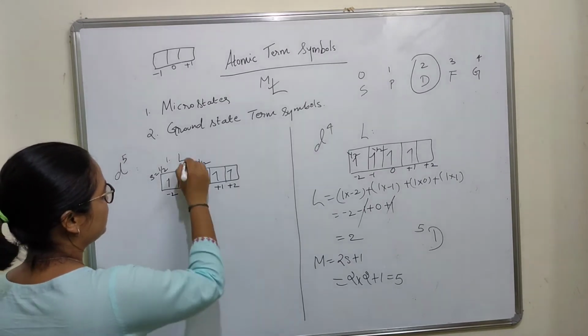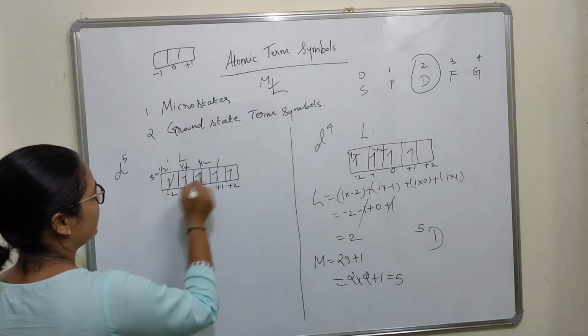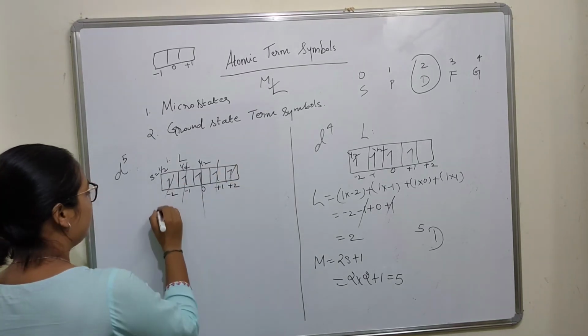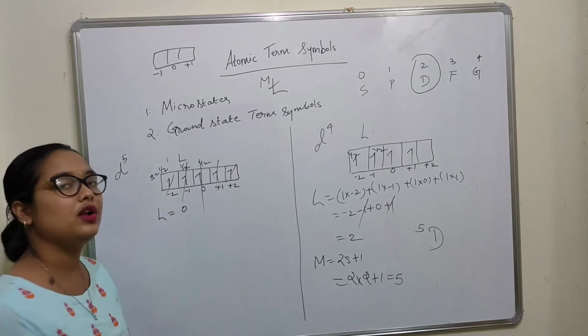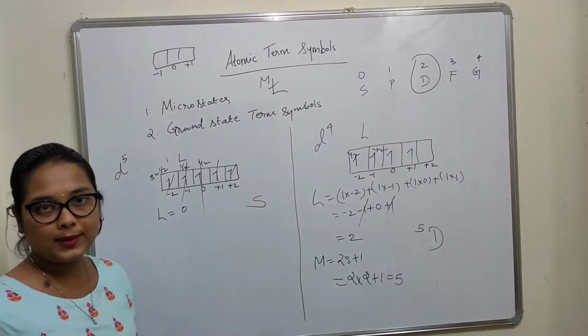Okay, minus 1 plus 1 cancelled out. Yeah, minus 2 plus 2. So again, this will also be cancelled out. So you will be left with L having a value of 0. Very simple. So for L equal to 0, the symbol will be S.